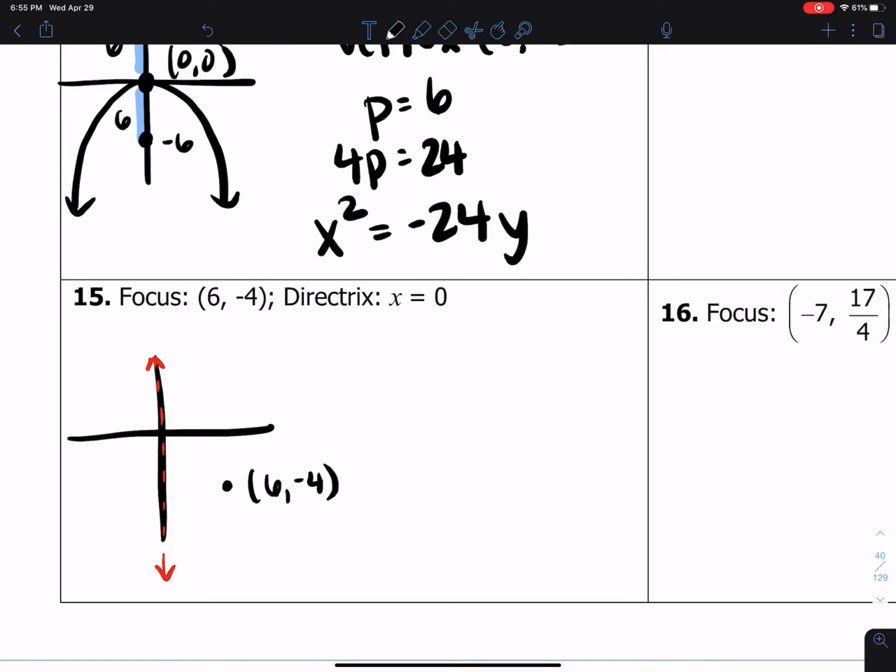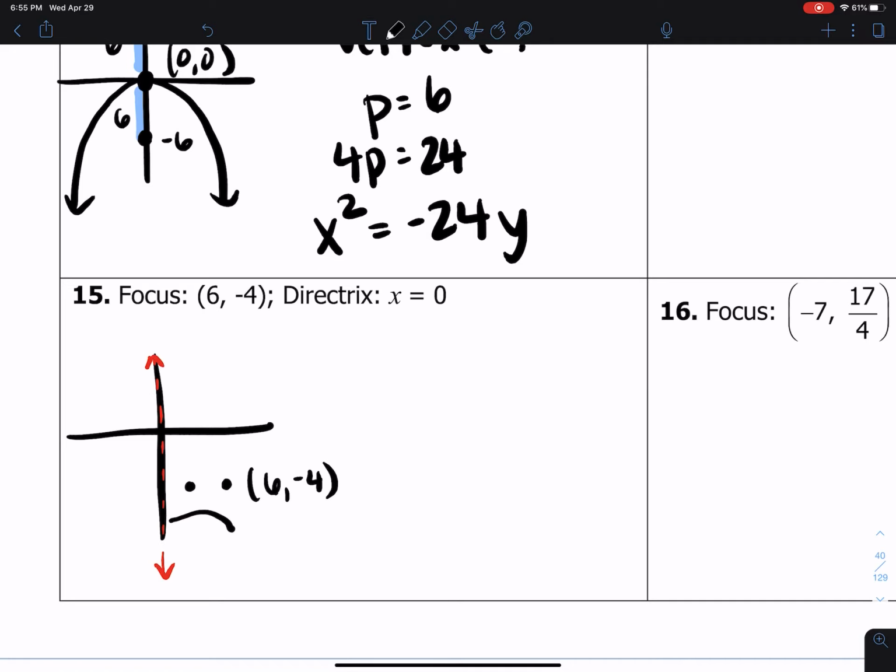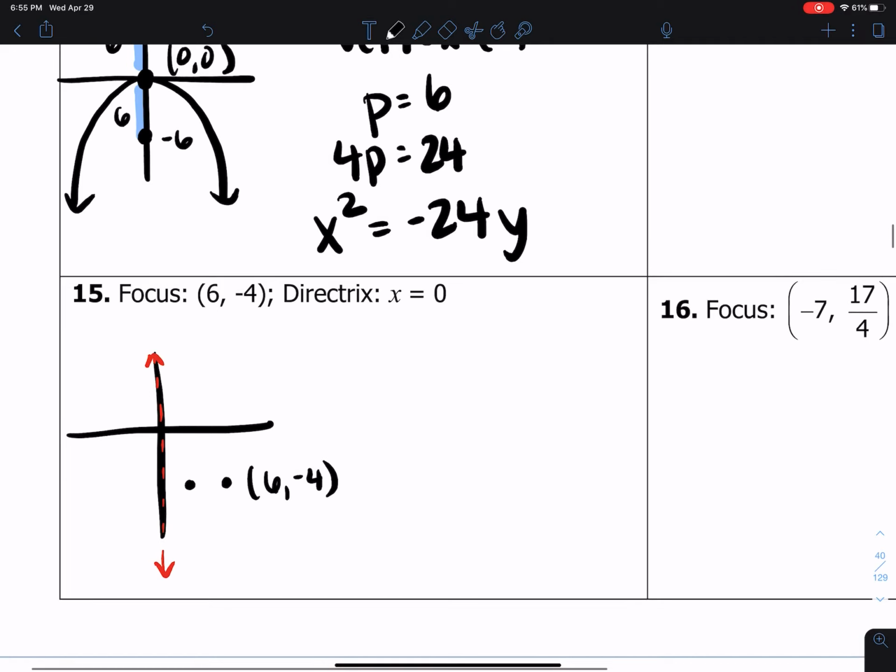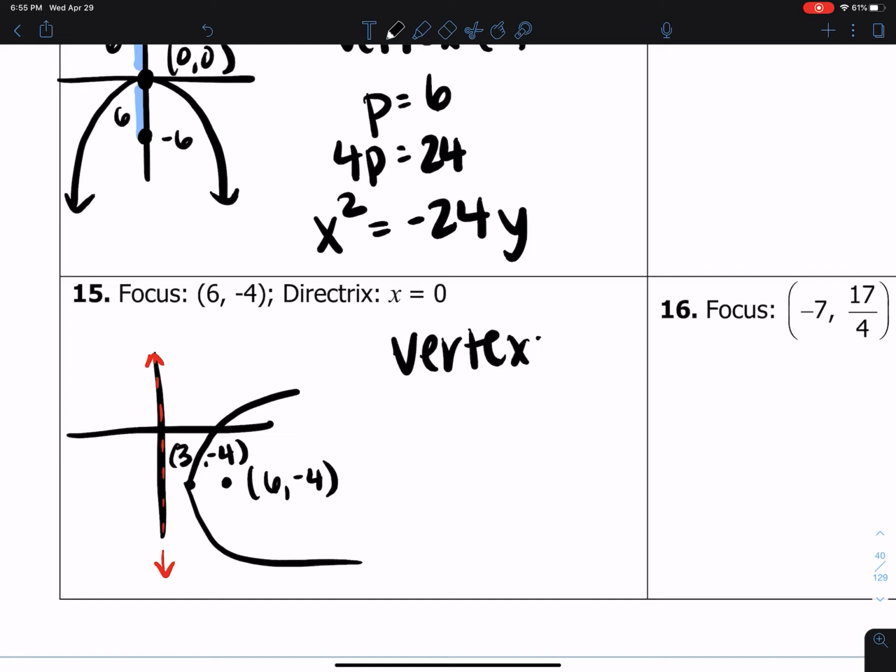So the vertex has to be halfway in between here. Halfway in between 0 and 6 is 3. So our vertex is at 3, negative 4, because the y value is going to stay the same. And it's opening up this way. So I'm going to write this so you can see the negative. And then I'm going to write down where the vertex is. So we have 3, negative 4.